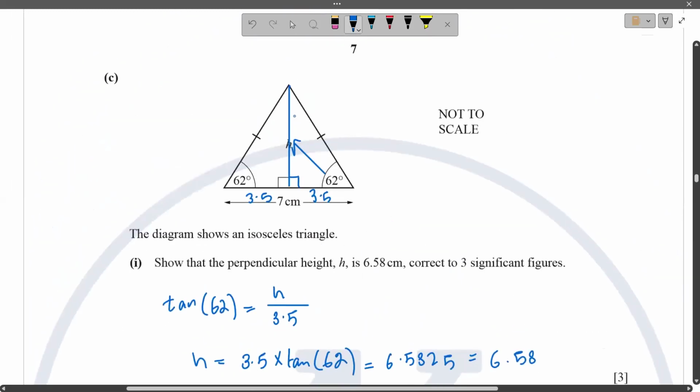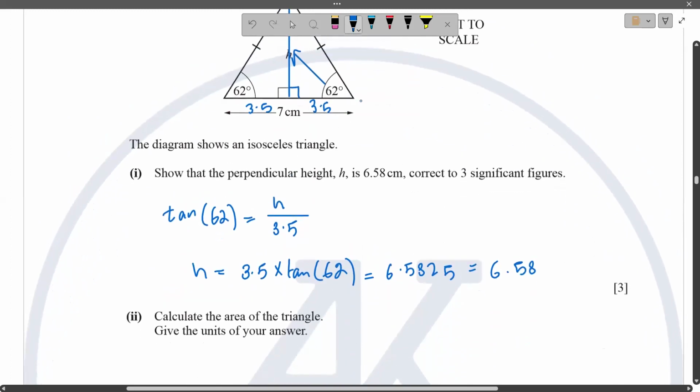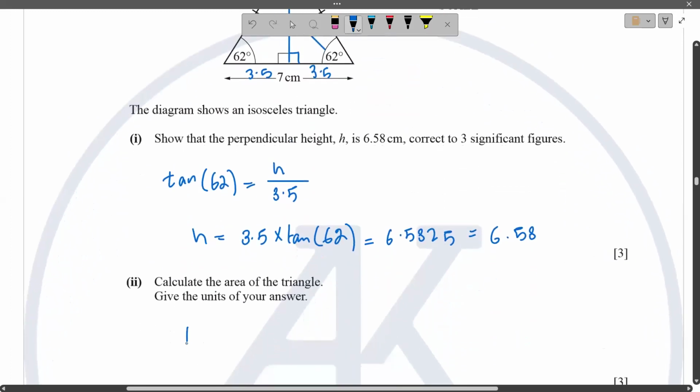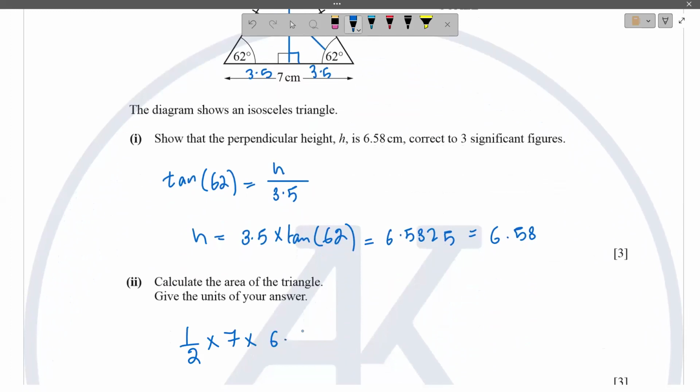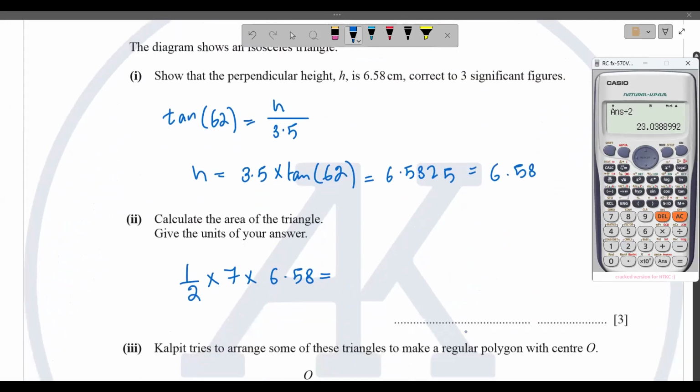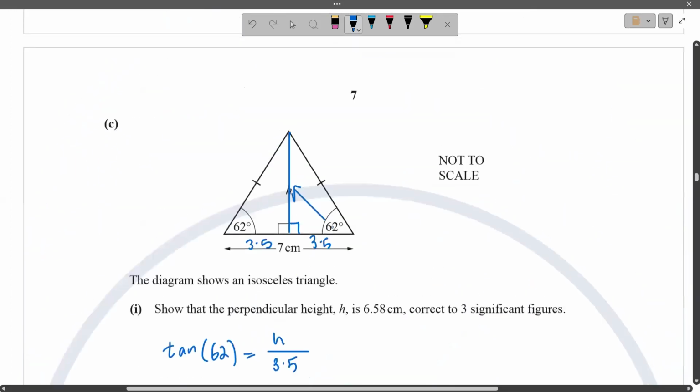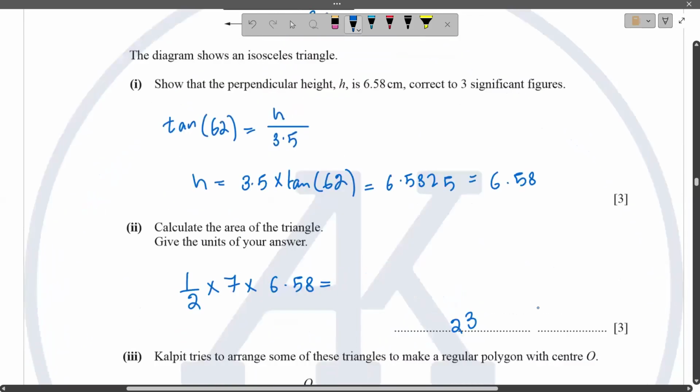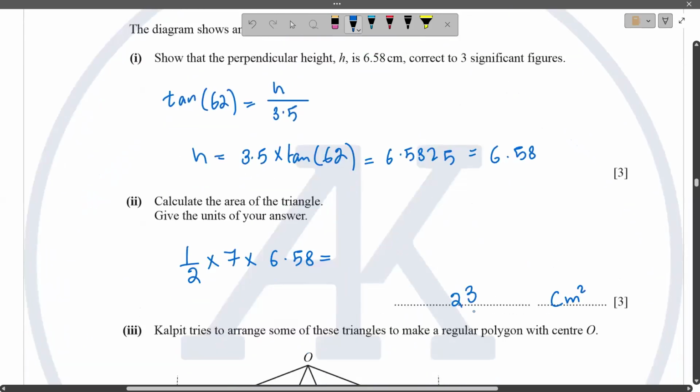Calculate the area of the triangle. As we have the height and base, we can just multiply them: half base by height, half multiplied by 7, multiplied by 6.58. So this is the number I'm going to multiply by 7, divided by 2, which is 23. What would be the unit? This is centimeter, so it's centimeter squared.